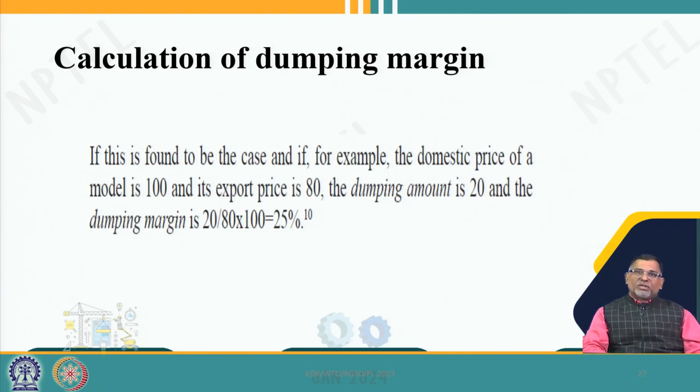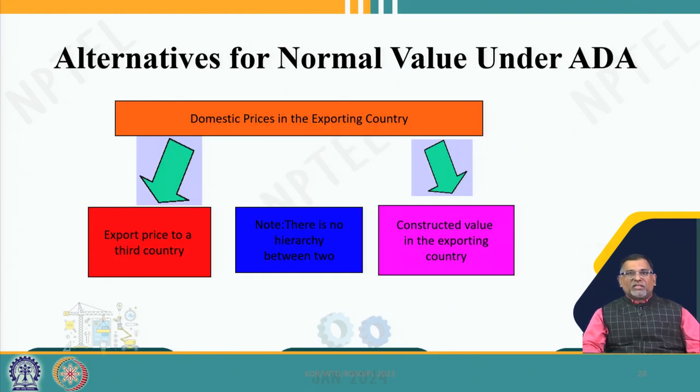For example, if a particular product is priced at 100 and its export price is 80, the dumping margin to be calculated is very simple. The dumping amount is 20. So, it is 20 by 80 into 100. So, the dumping margin is 25%. So, the dumping margin calculation uses a very simple formula, comparing the domestic prices in the exporting country and the prices in the importing country. We already said that this is price discrimination.